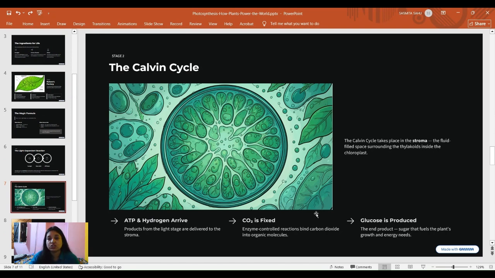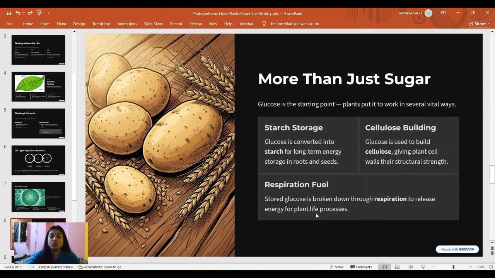More than just sugar. Sugar is accumulated in the plant's different body parts. Glucose is the starting point. Plants put it to work in several vital ways. That means starch storage. Glucose is converted into starch for long-term energy storage in roots, seeds and fruits. As examples, we take potato, wheat, rice, ragi.